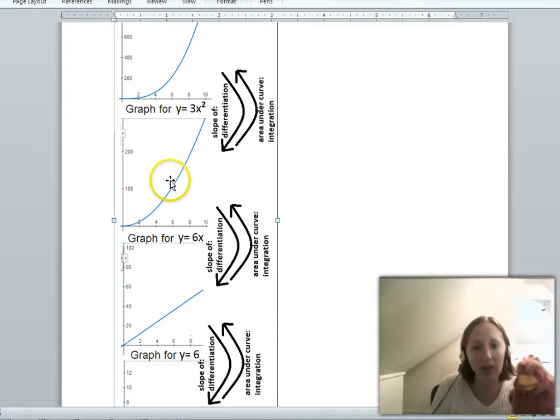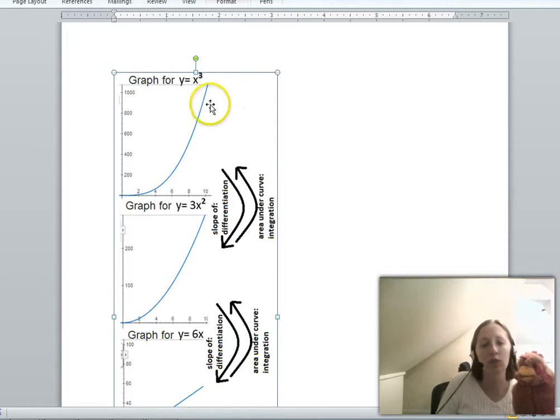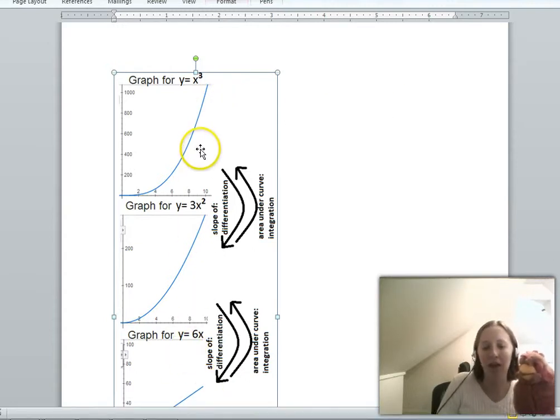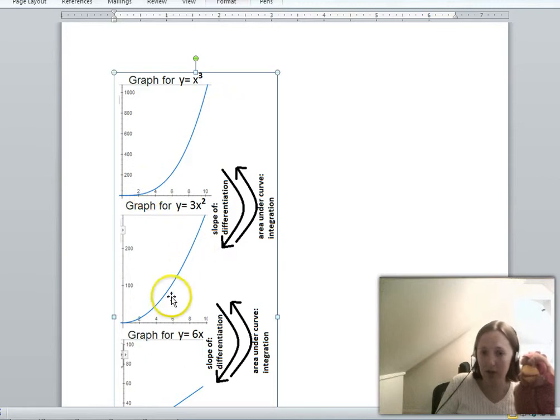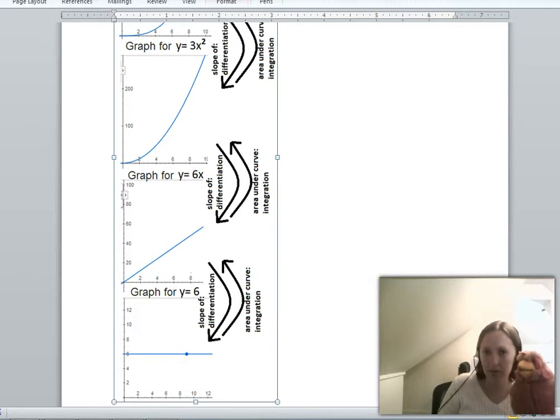And so you can integrate the x squared function and find the area under this curve, and you get the cubed function. So there's a way to go down by finding the slope, and there's a way to go up by finding the area under the curve. Going down, finding the slope is differentiation, and going up, finding the area under the curve is integration. And the way the order of the graphs goes is very curvy, slightly less curvy, straight line, flat line. Okay? You need to know that.